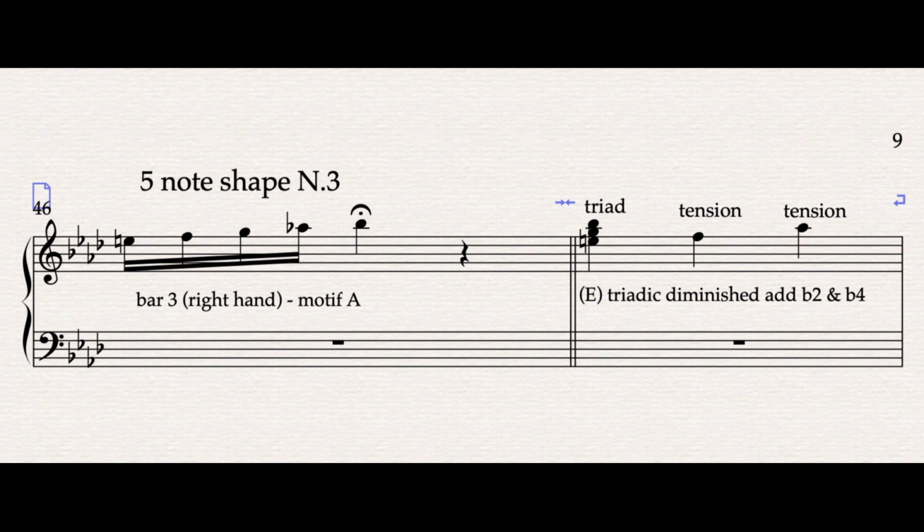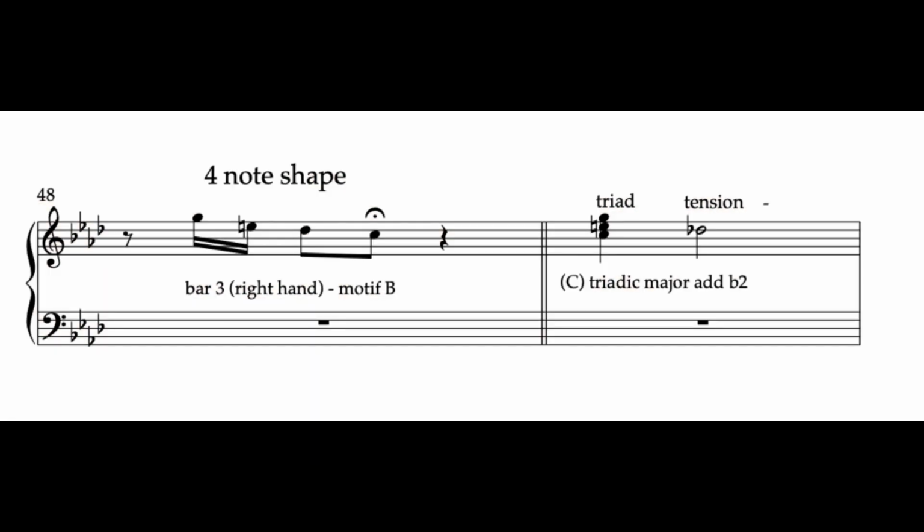Now let's move on to bar number 3, in which we find, oh, surprise! We find that the motif A in bar 3 is actually a 5-note shape. It's going to be our 5-note shape number 3. And it's what I call, again, a triadic diminished shape. This time with the addition of a flat second or flat 2, the F natural, and a flat 4, the A flat note, in relation to the tonic of the triad, the note E.